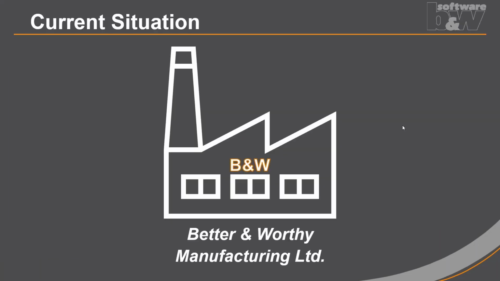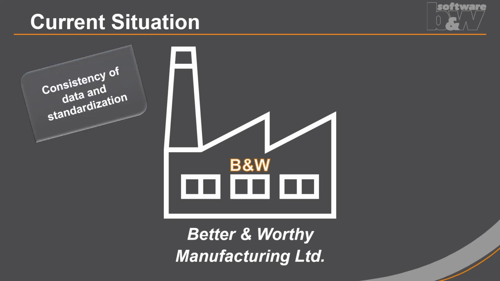Hello. I thought it would be more interesting if we have some kind of example. So imagine a company called Better and Worthy Manufacturing Limited, short B&W, which is facing a number of challenges in manufacturing. So the company has a problem with data consistency and standardization because the data is too often carried from A to B, and also the designers developed too much creativity to solving design tasks, and this should be counteracted by more standardization in the electrode design process.